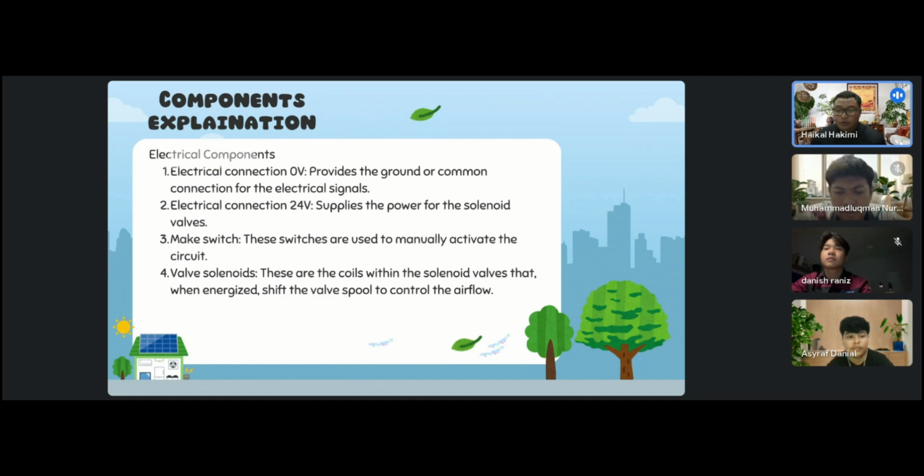Lastly, I want to explain how the electrical components work together. Power is supplied to the circuit from the 24 volt connection. Then the make switch is closed, completing the circuit. After that, electrical current flows through the valve solenoid coils. Next, the solenoid coils generate magnetic fields, shifting the valve spools. And then lastly, the valve spools control the flow of compressed air to the double-acting cylinders.